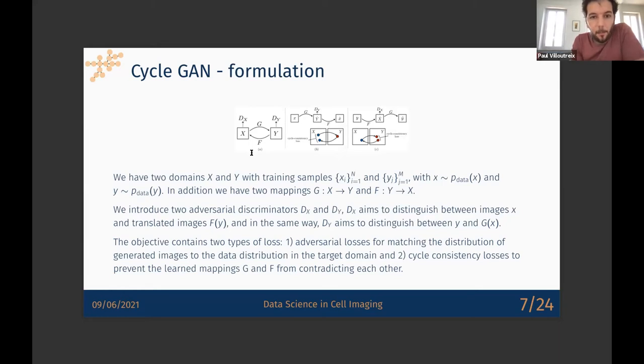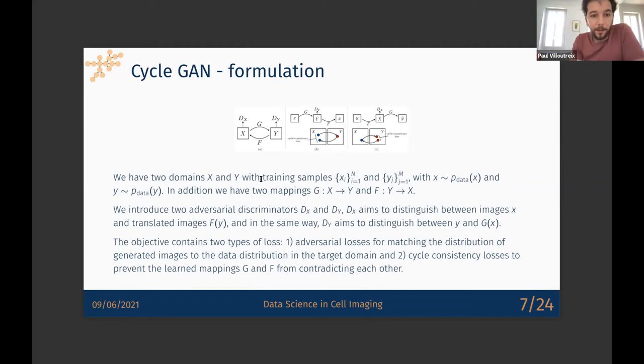Okay, so you have two things. First, you will have a cycle consistency loss, which means if you start from the first domain, you apply the first transformation, then you go from the second domain to the first one with the second transformation, so J and F, and you want that when you go back and forth, you are as close as possible to your initial point. And if you start from the second domain, you also want to be as close as possible to your initial point.